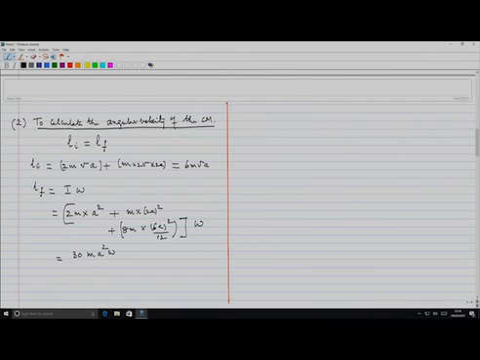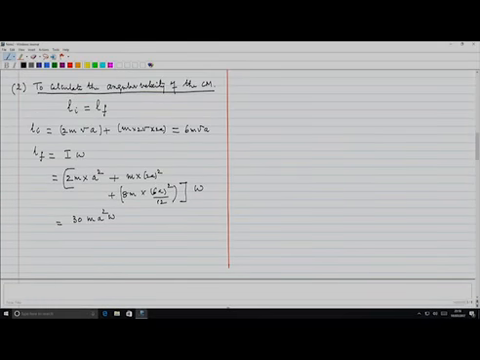So equate this to 6 mVa. 30 m a squared omega is equal to 6 mVa. So m and m will cancel, a will get cancelled. I will have omega is equal to v divided by 5a.